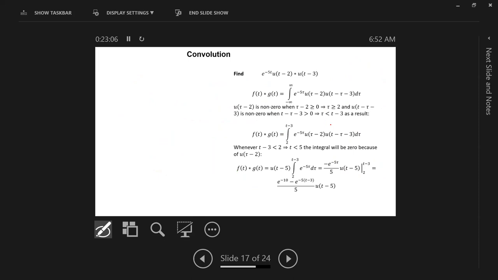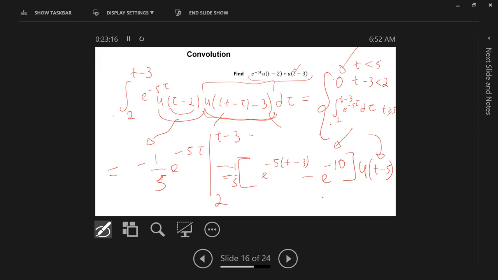Yeah. If you can do this, you're somewhat good in this section. Go ahead. I'm just confused on the 0 from t minus 3 and 1. You kind of combine both of the things. So you mean from 2 to t minus 3? No, like the t minus 3 less than 2.